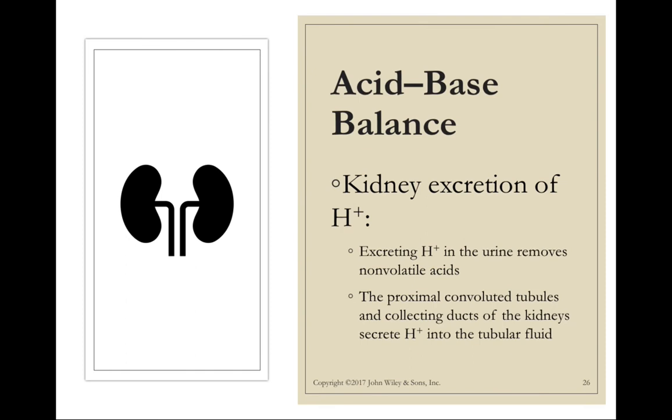We know that the kidneys are very important in excreting certain substances from the blood, and hydrogen is one of the substances that the kidneys are going to be responsible for. By excreting more hydrogen into the nephron, we're going to help to regulate our acid-base balance by directly getting rid of the substance that's making our blood acidic in the first place. These actions will primarily be controlled by the proximal convoluted tubules as well as in the collecting ducts.